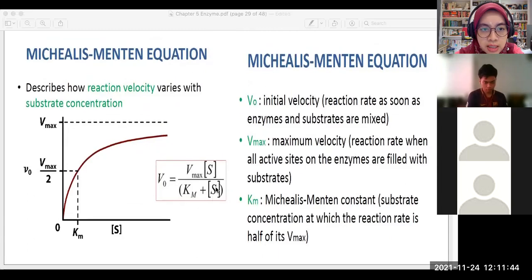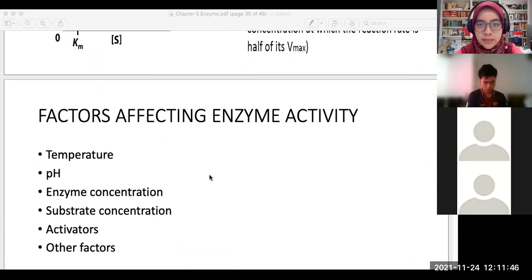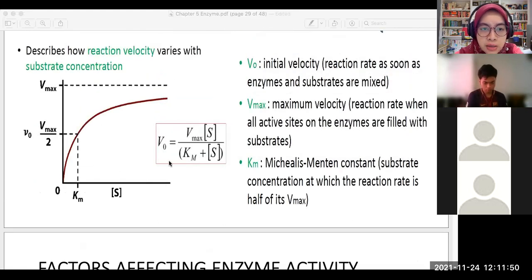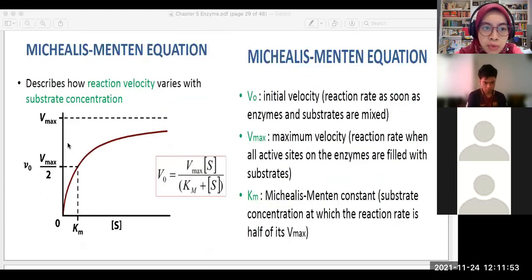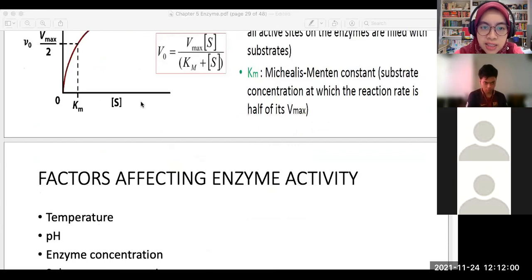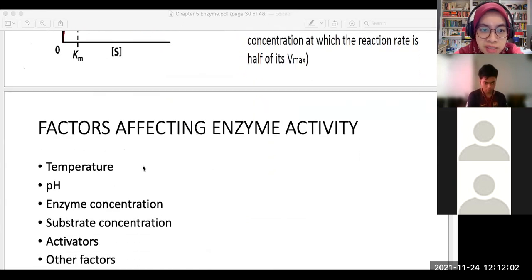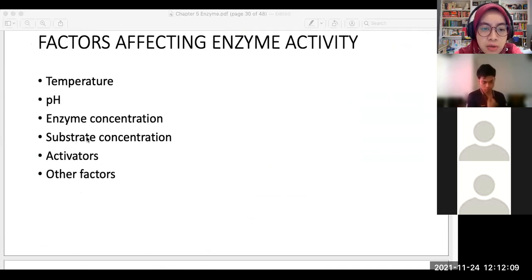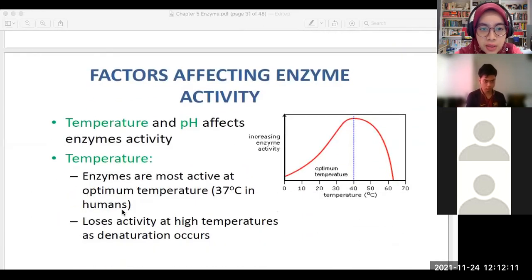All right, so this is the Michaelis-Menten equation. What are the factors that will affect this equation? Meaning that in certain conditions, there will be different Vmax or maybe different Km constant. What determines all those differences is the temperature, pH, enzyme concentration, substrate concentration, activators, and also other factors. So factor number 1 would be temperature and pH.